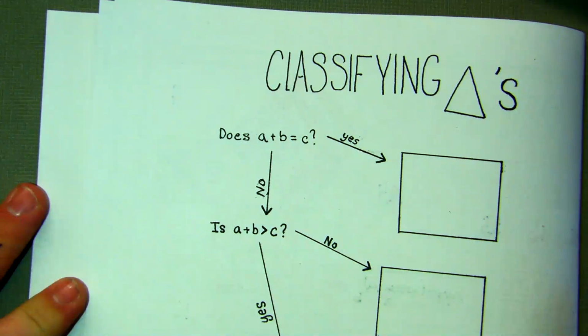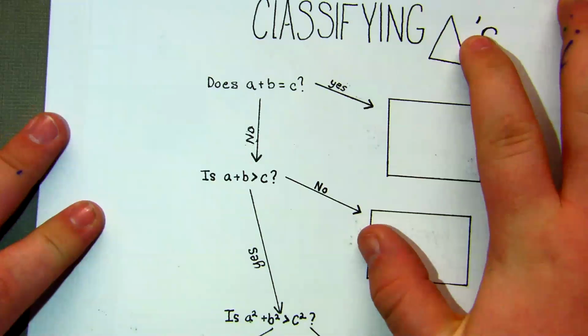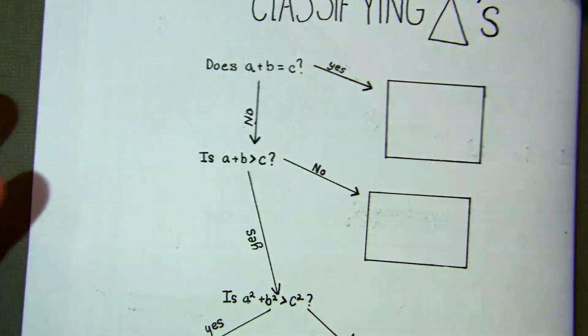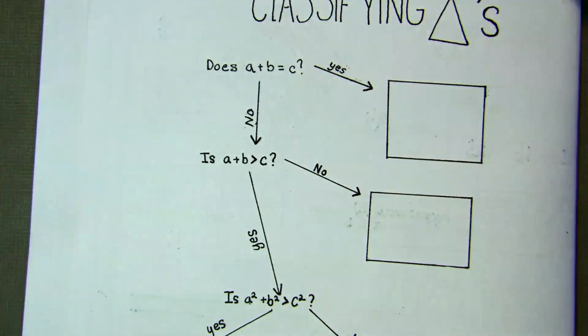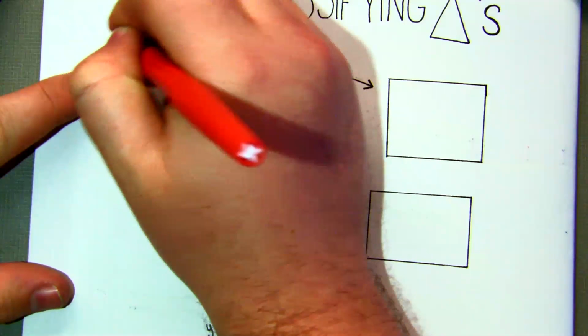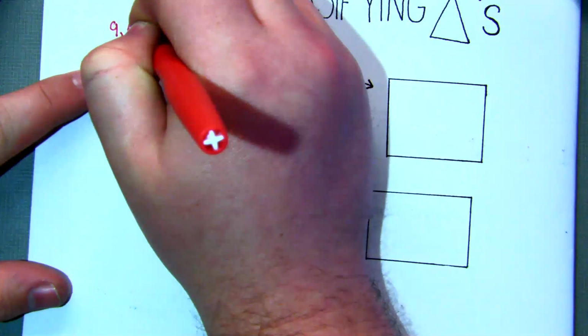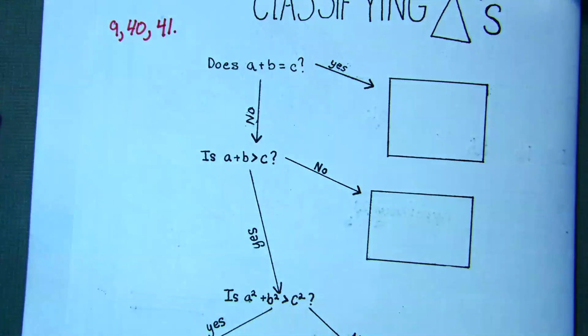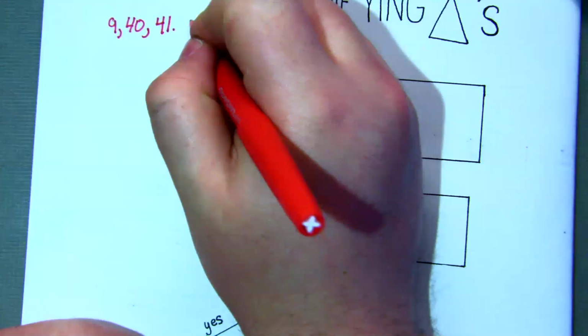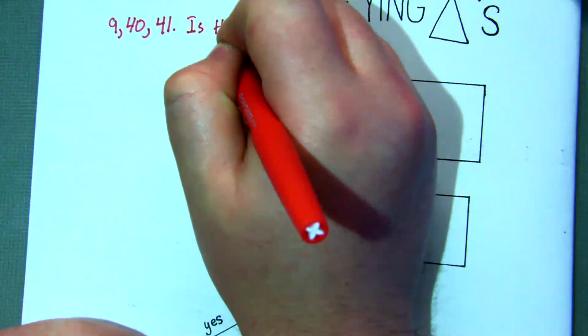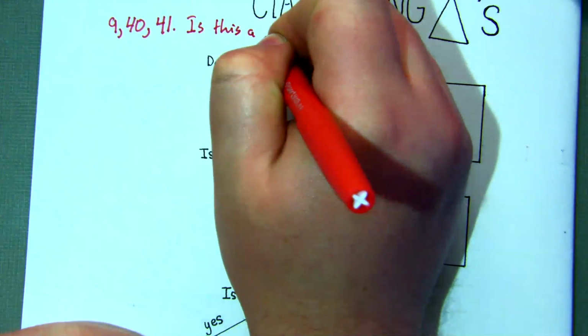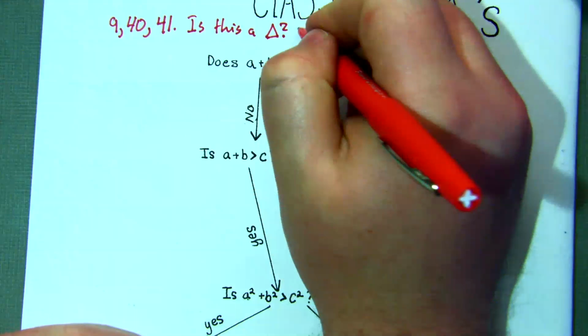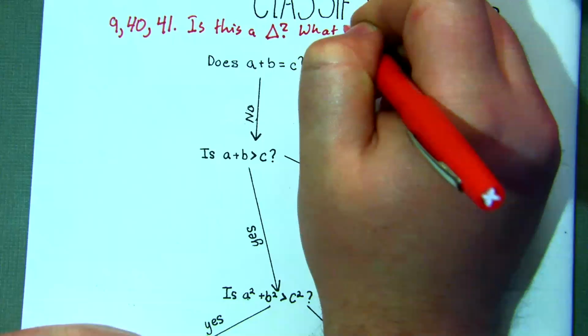So this is our classifying triangles page. One of the problems you will be given on homework assignments is you'll be given a set of segments like 9, 40, and 41. And then you'll be asked, is this a triangle? What type?